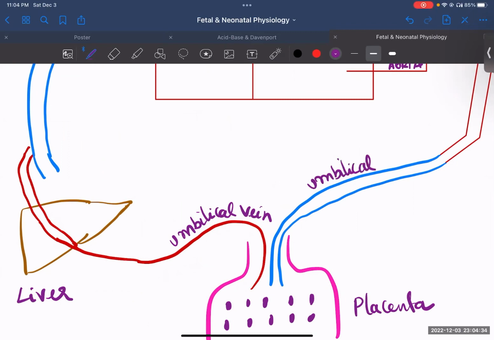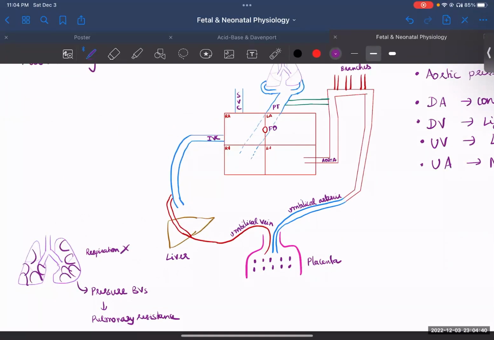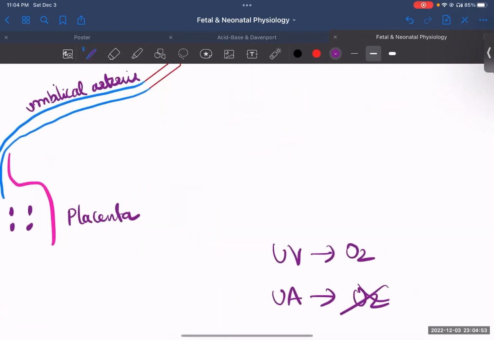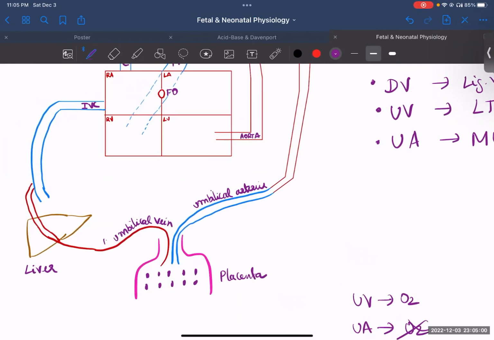Now, you might wonder, why am I putting a vein in the red colored line? Because in the fetus, the umbilical vein carries oxygenated blood. Umbilical arteries carry deoxygenated blood. It is completely the opposite. Usually arteries carry oxygenated blood, but in the fetus, the umbilical vein carries oxygenated blood, and the umbilical arteries carry deoxygenated blood. So you have one umbilical vein and two umbilical arteries. All of this is present in your umbilical cord.